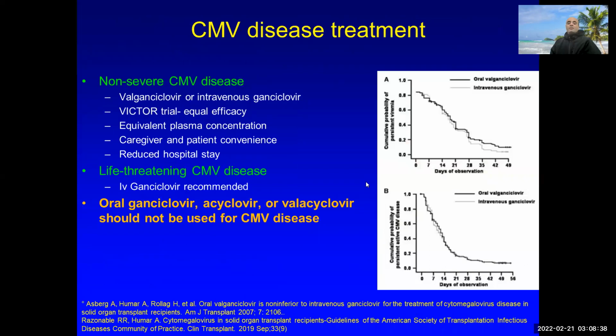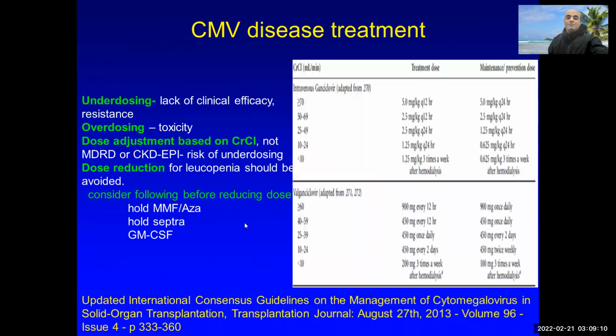CMV disease treatment. For non-severe CMV disease, just valganciclovir or intravenous ganciclovir. In the VICTOR trial, there was equal efficacy between IV ganciclovir and valganciclovir, with equivalent plasma concentration. For life-threatening CMV disease, IV ganciclovir is recommended. Oral ganciclovir, acyclovir, or valacyclovir should not be used for CMV disease.